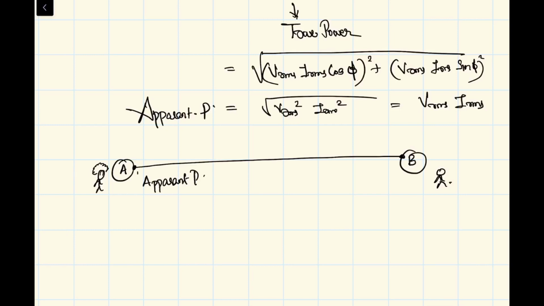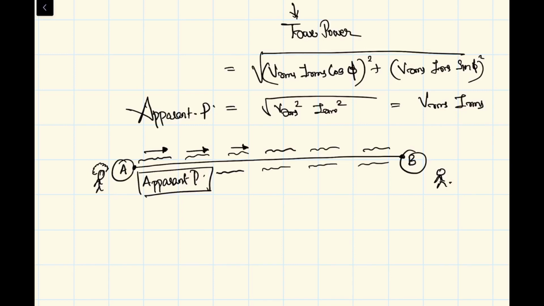Apparent power is what you send. Now where are active and reactive coming into play? Reactive power is the power that is used to magnetize this entire transmission line. Reactive power is that which is used to magnetize the entire transmission line, and active power is the useful power which is being sent through this magnetized line.